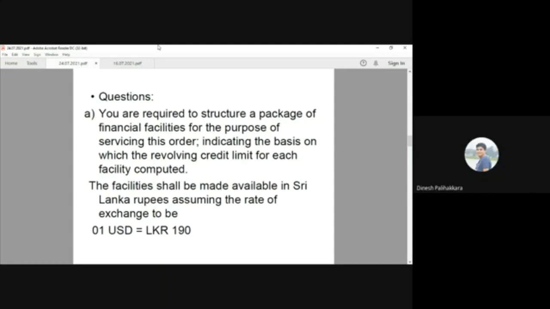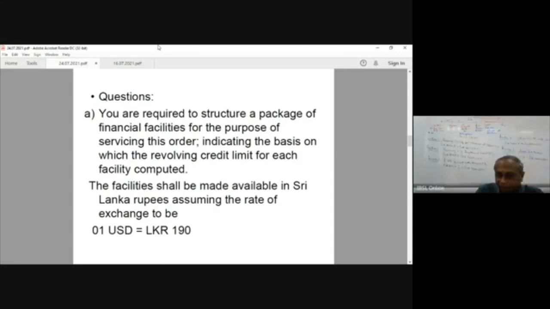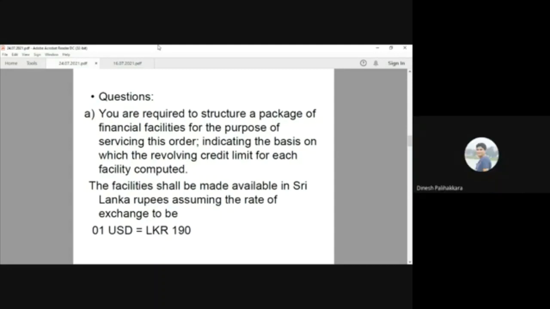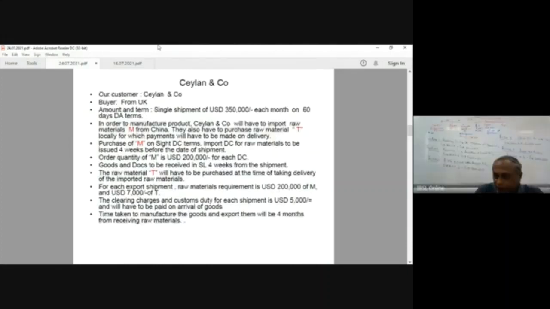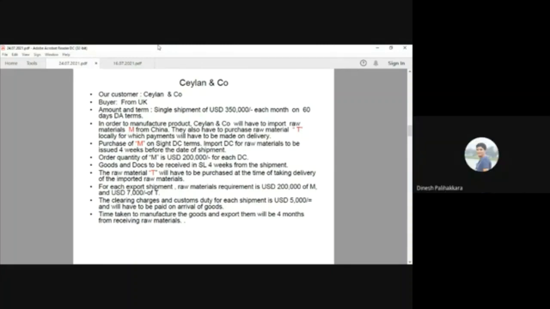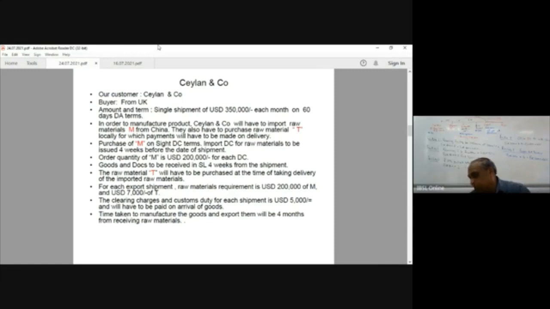Excuse me, sir. With regard to the previous question, are there any specific securities for the export bill discounting facility? Export bill discounting, whether there's any specific securities. Yes. Very good question.